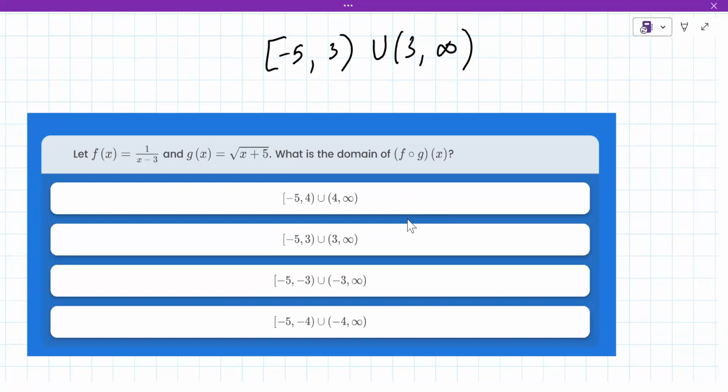Okay, it would be the second one. This is the second one, good. All right. Here we go.